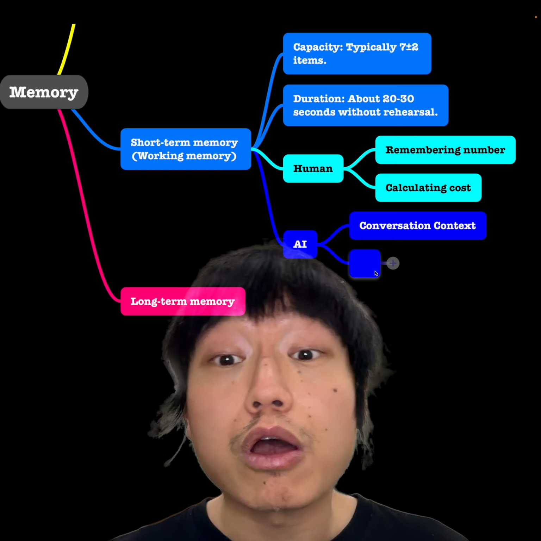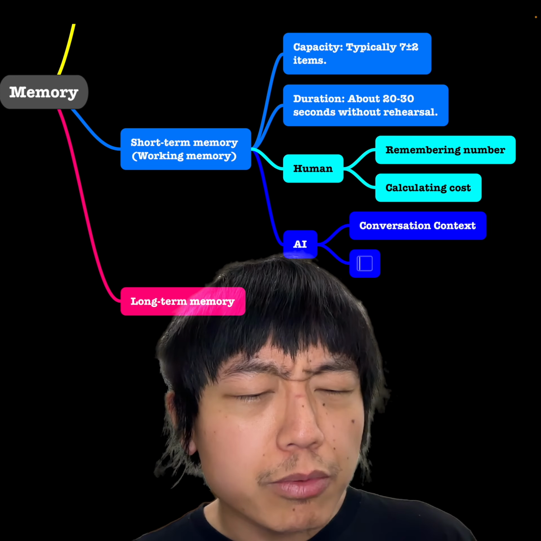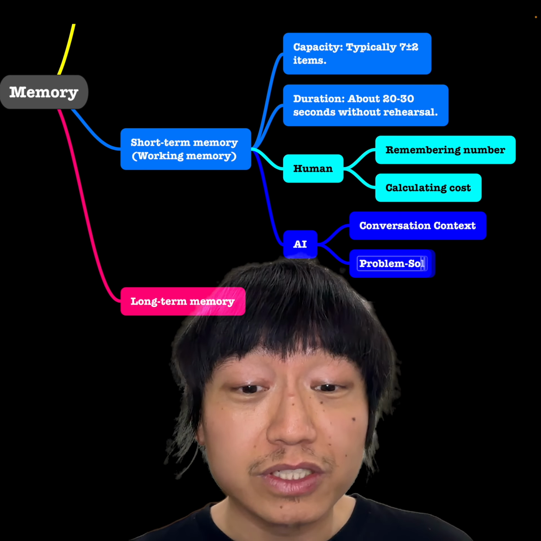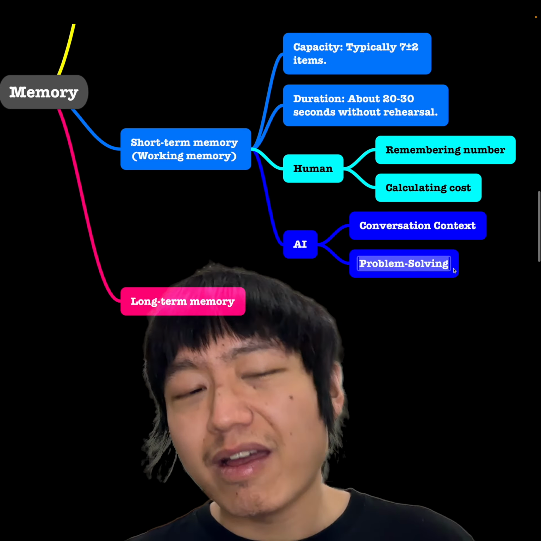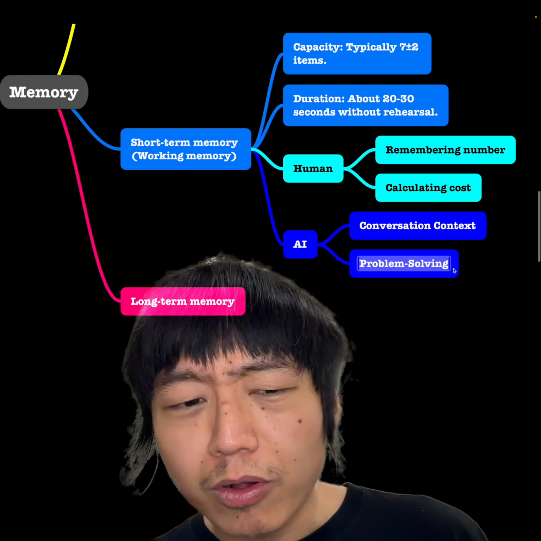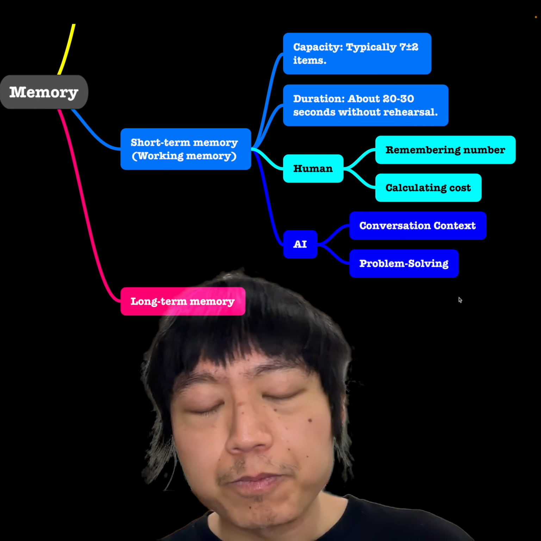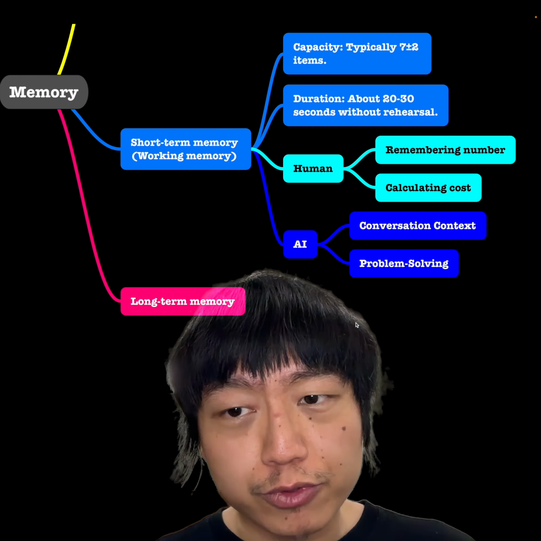Another is problem solving. The model tries to solve a math problem by holding all the relevant information within its context window. For example, if I have 5 apples and buy 7 more, how many do I have now? This question requires the model to retain the numbers and operate on them in working memory.